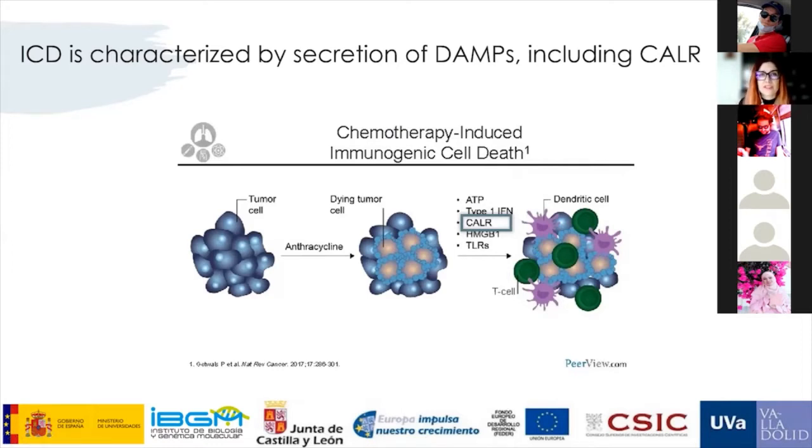One of these proteins is calreticulin. Calreticulin is a calcium chaperone located in the ER, and when these cells are stressed, it is translocated to the surface membrane and acts like an eat-me signal for the immune system. Then the immune system will recognize and eliminate these cancer cells.